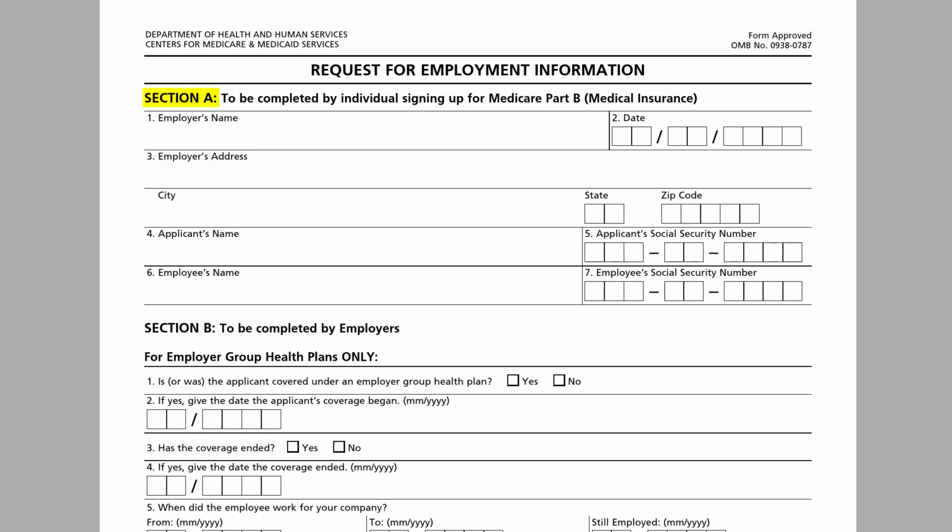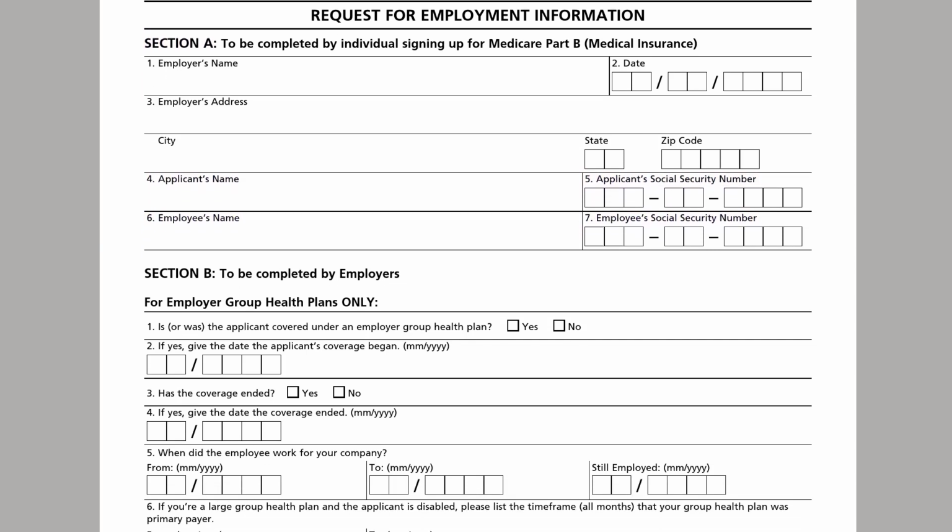The key thing is to get the applicant name and employee name right. The applicant is the person enrolling in Medicare. The employee name is the person who works for the employer. If you're the employee and you're enrolling in Medicare, your name and Social Security number should be listed twice in this section. But if your spouse is the one applying for Medicare, they are the applicant and you are the employee.